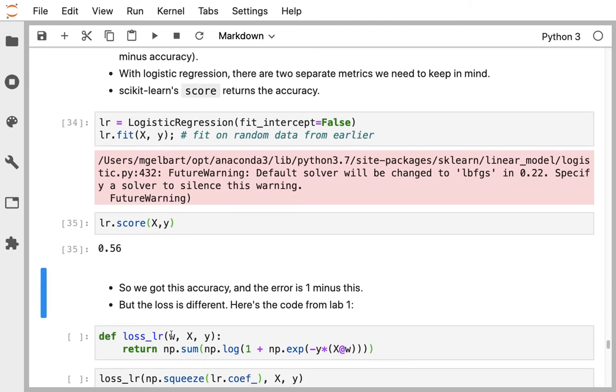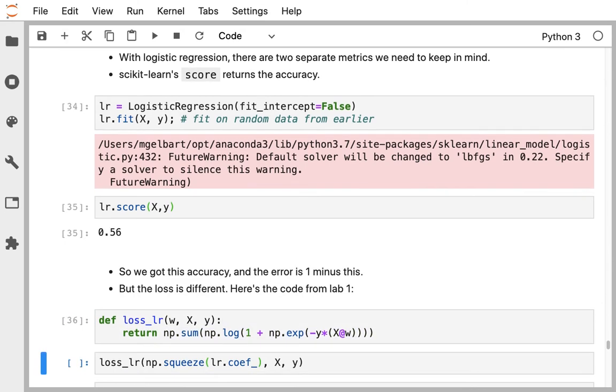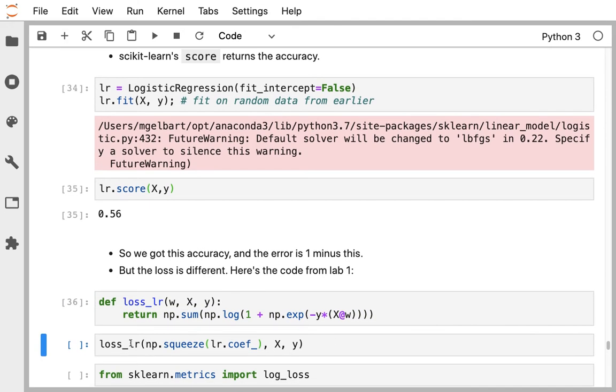And in fact, here's the code from lab 1. I just copied this code over. And now I can call this function on what I have. So the W, I'm just extracting the coefficients from the scikit-learn logistic regression object. And then I have my x and y. And my loss is 66. So it's not a percentage. It really has nothing to do with the 44% error, except that you kind of want the error to be small and you kind of want the loss to be small, but they're different.